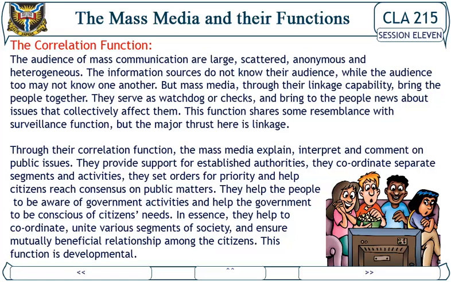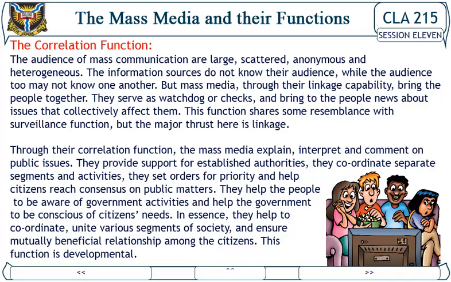The correlation function. The audience of mass communication are large, scattered, anonymous, and heterogeneous. The information sources do not know their audience, while the audience too may not know one another. But mass media, through their linkage capability, bring the people together. They serve as watchdogs or checks and bring to the people news about issues that collectively affect them. This function shares some resemblance with the surveillance function, but the major thrust here is linkage.